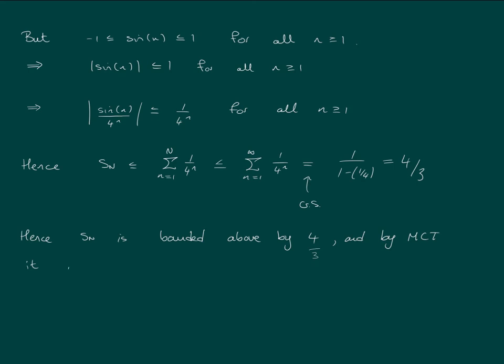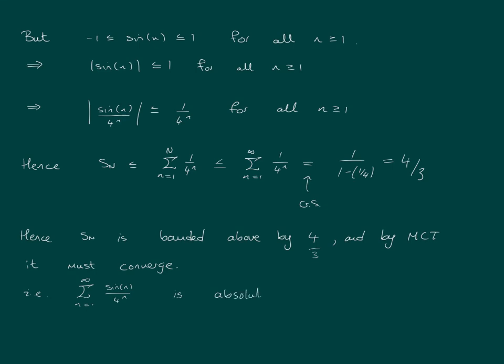So hence we've shown that the sequence of partial sums converges. That's exactly what it means for this series to converge. So the sum from n equals 1 to infinity is absolutely convergent. We showed that the sequence of partial sums where we're taking the absolute value converges, so this series is absolutely convergent. And by the theorem, this sum, sin n over 4^n, is convergent.